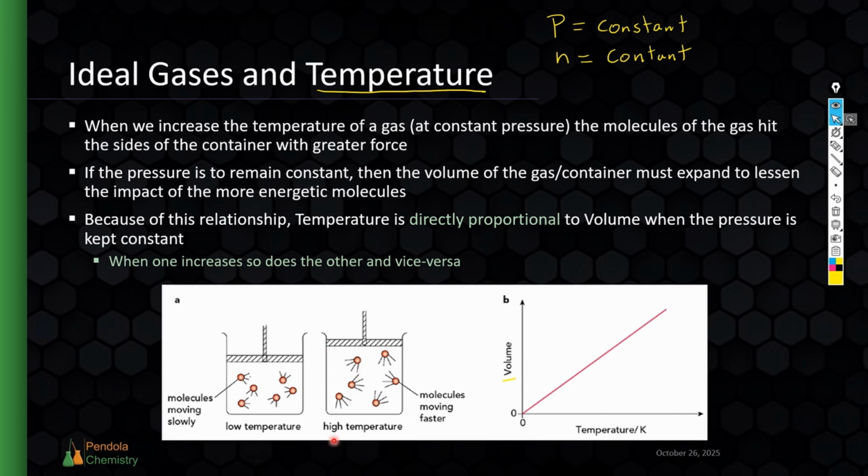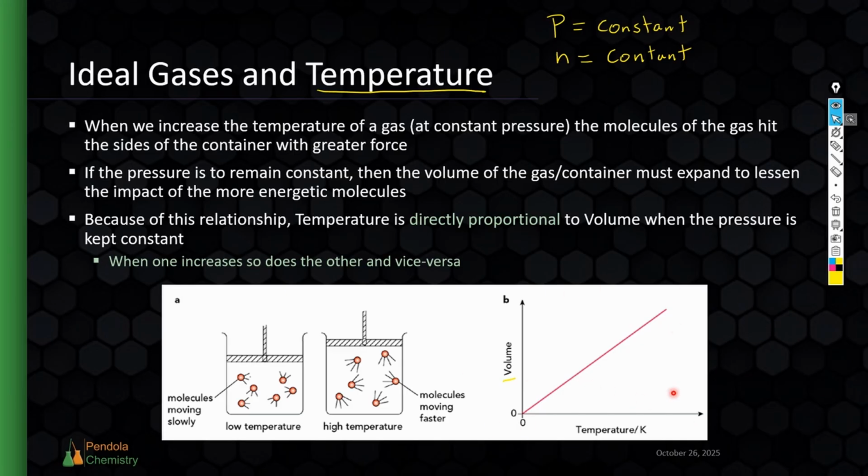So essentially, as we increase the temperature, because the molecules have greater kinetic energy and therefore collide with more force, the volume of our container is going to increase. Because of that relationship, we say that temperature and volume have a directly proportional relationship. What does that mean? That when one increases, so does the other. And vice versa, when one decreases, so does the other.